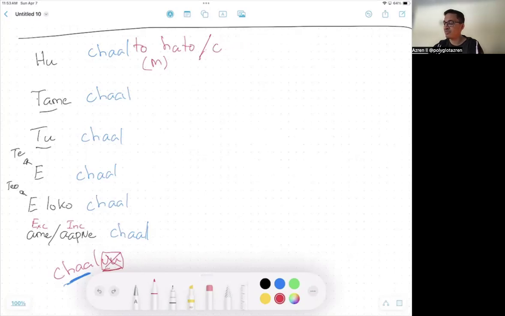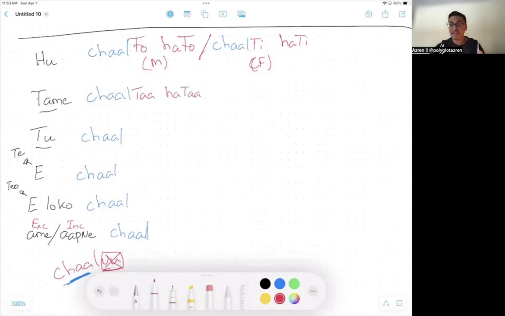Let's use the same colors as before. Let's go back to that blue. If it's a girl, you're going to have hu chal ti, hati. And those are your two options. Hu chal to hato, hu chal ti hati. Hu chal ti hati is feminine for girls, so if you're a girl, you'll say that. Boys will say hu chal to hato. Tame, just one option: chal ta hata.